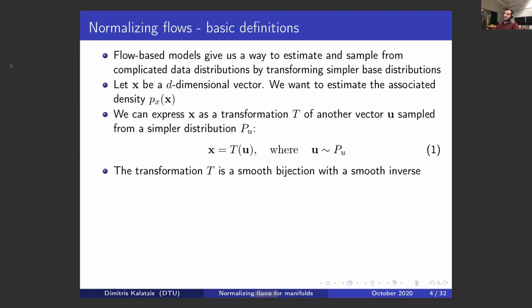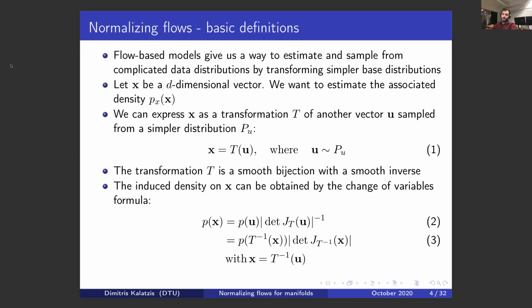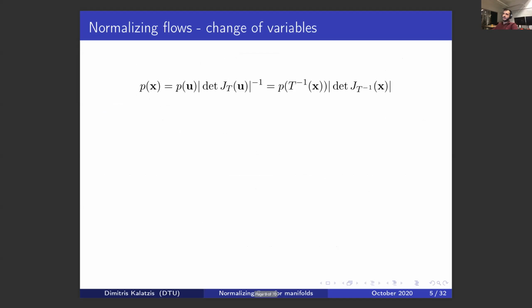The transformation T is a smooth bijection, and that means that it is an invertible function and its inverse is also smooth. In this talk, I will be using the word smooth to mean differentiable. We train normalizing flows with maximum likelihood, which yields the change of variables formula that you see below. So let us, for a minute, unpack this expression. What the change of variables formula tells us is that we can express the density on X as a transformation of a density in U.